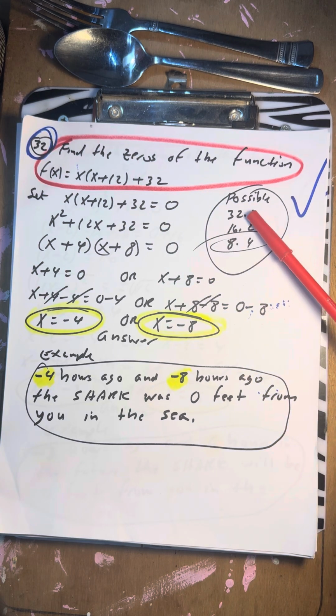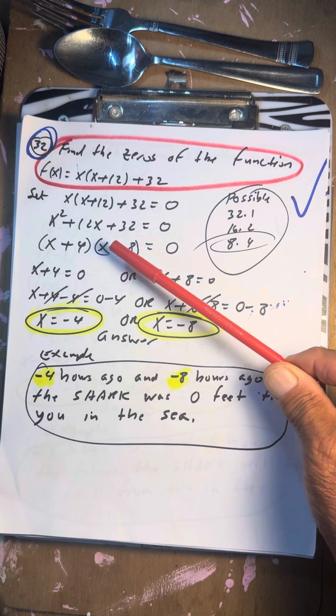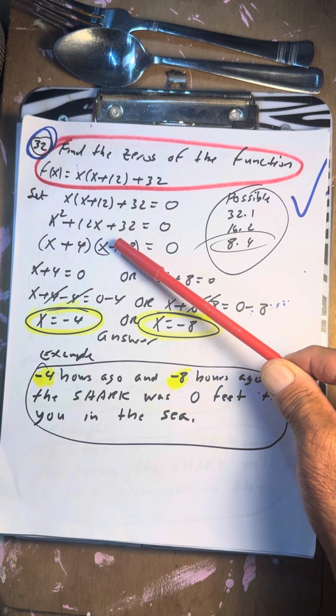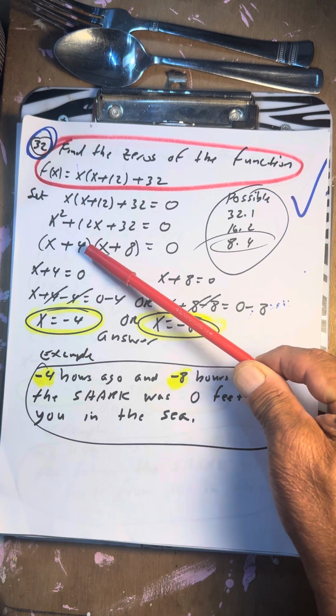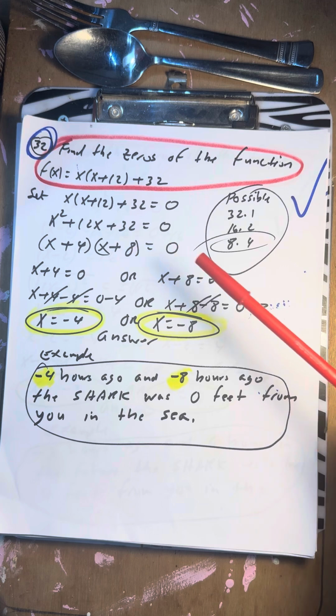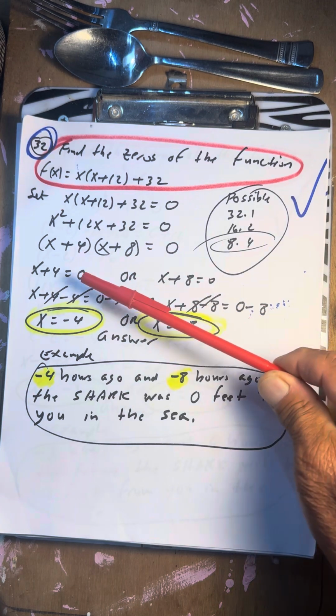From all these numbers possible, I say 8 and 4 because x times x is x squared. x times 8 is 8x. 4 times x is 4x. 4 and 8 is 12. And 4 times 8 is 32. That works.